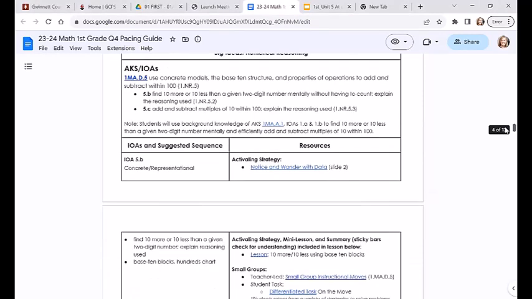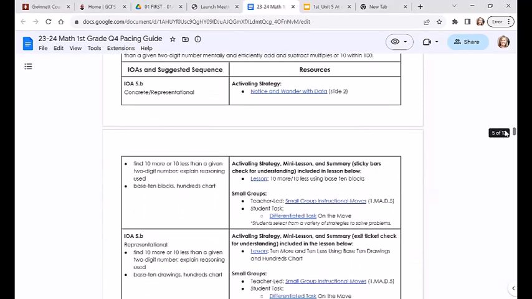Before we dig into each day-by-day pacing, let's talk about the setup of the pacing guide. The left column of the pacing guide will list the progression through concrete, representational, and abstract strategies. The bullets are also going to indicate the learning objectives for the day, as well as outline any suggested manipulatives that you might want to use for your lesson.